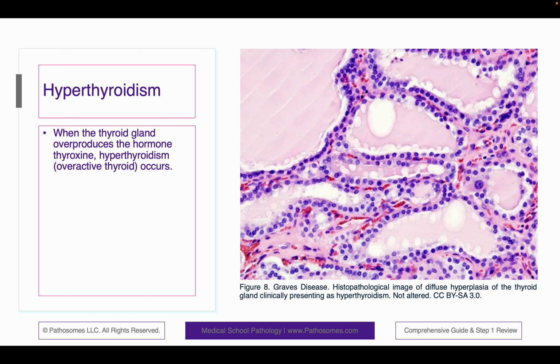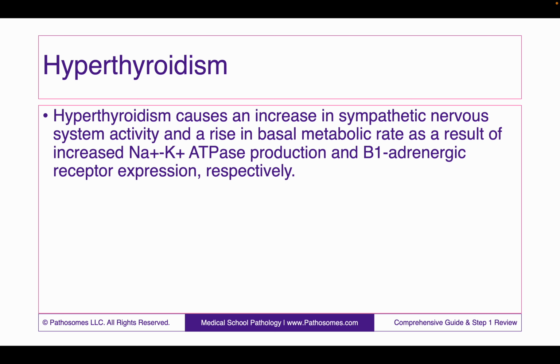Now, what are some features of hyperthyroidism? Maybe sweating, hyperactivity, can't keep weight on, feeling hot, things like that. You can think of it as the metabolic system being revved up. Hyperthyroidism causes an increase in sympathetic nervous system activity and a rise in basal metabolic rate as a result of increased sodium potassium ATPase production and beta-1 adrenergic receptor expression, respectively.